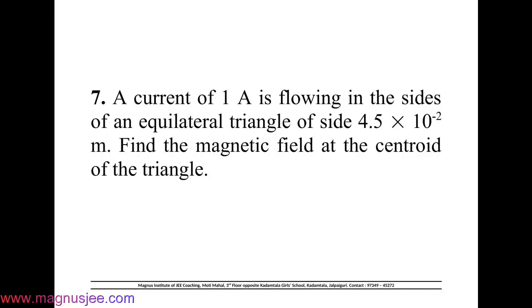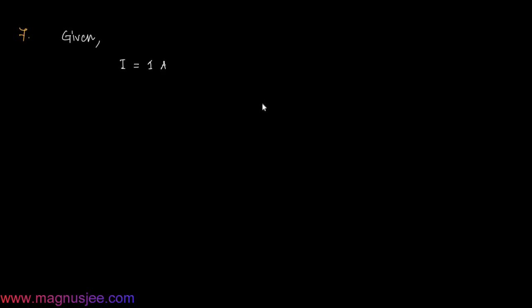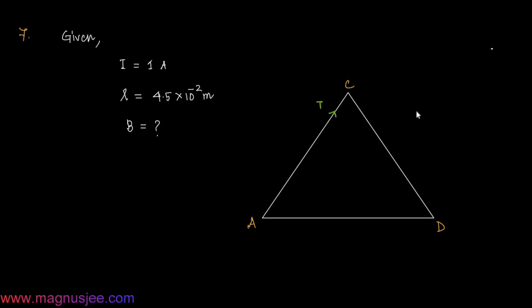Numerical number 7. A current of 1 ampere is flowing in the sides of an equilateral triangle of side 4.5 into 10 to the power minus 2 meter. Find the magnetic field at the centroid of the triangle. Numerical number 7. Electric current I equal 1 ampere. Length of each side of the triangle is 4.5 centimeter, means 4.5 into 10 to the power minus 2 meter, and B equal question mark.